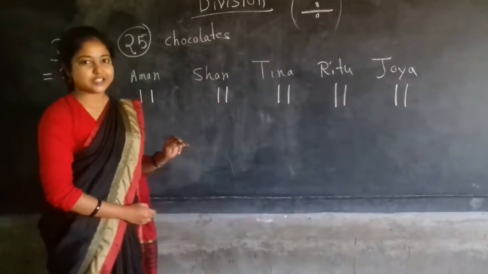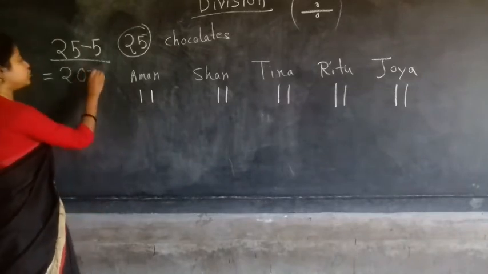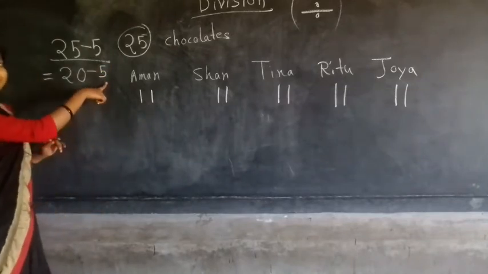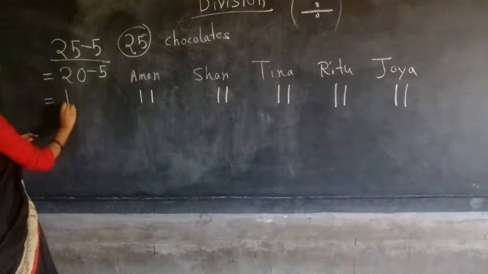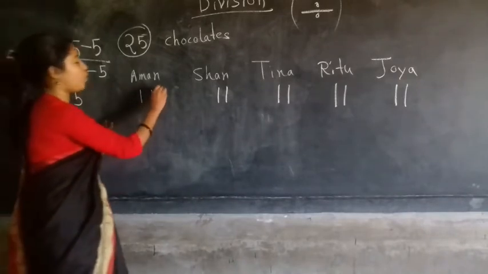Now you have given 2 chocolates to everyone, right? Again you give 5 chocolates, so you just subtract another 5. So now you have 15 chocolates, right? Now again you can give.